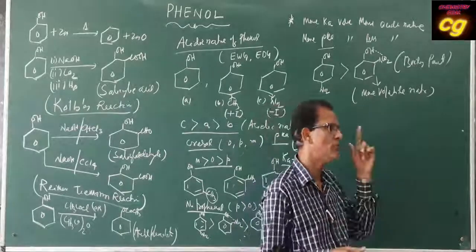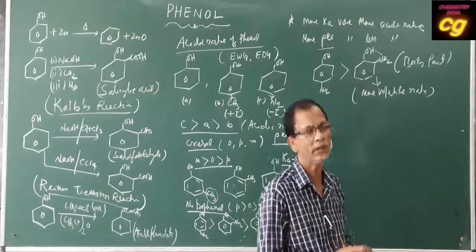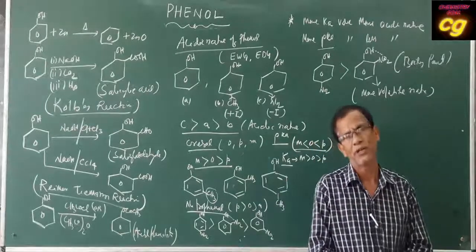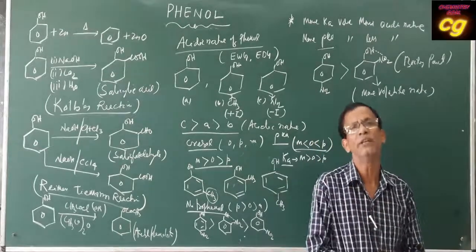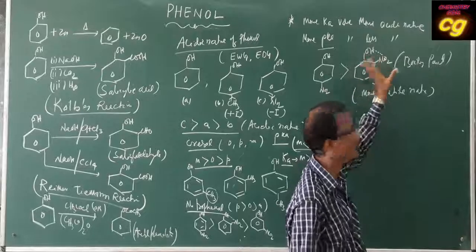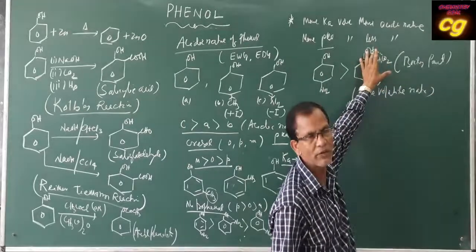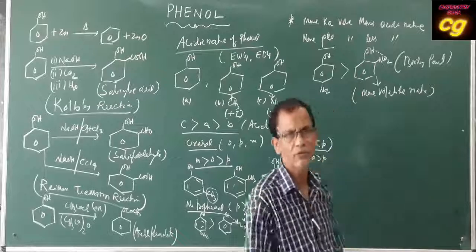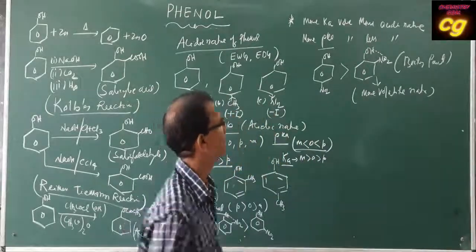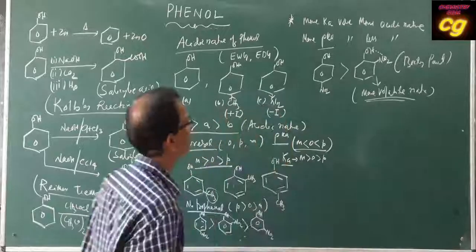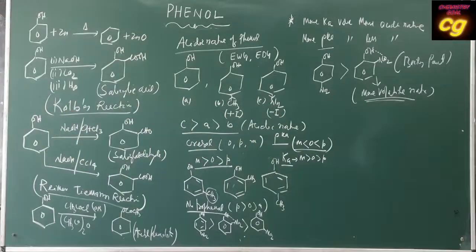Remember this thing: where a molecule has intramolecular hydrogen bonding, the intermolecular linkage will be less. The interaction between molecules will be less because the group is already involved in intramolecular hydrogen bonding. So further interaction will be less. That's why it is more volatile. This concept you have to remember. This is very important regarding the nature of ortho and paranitrophenol.